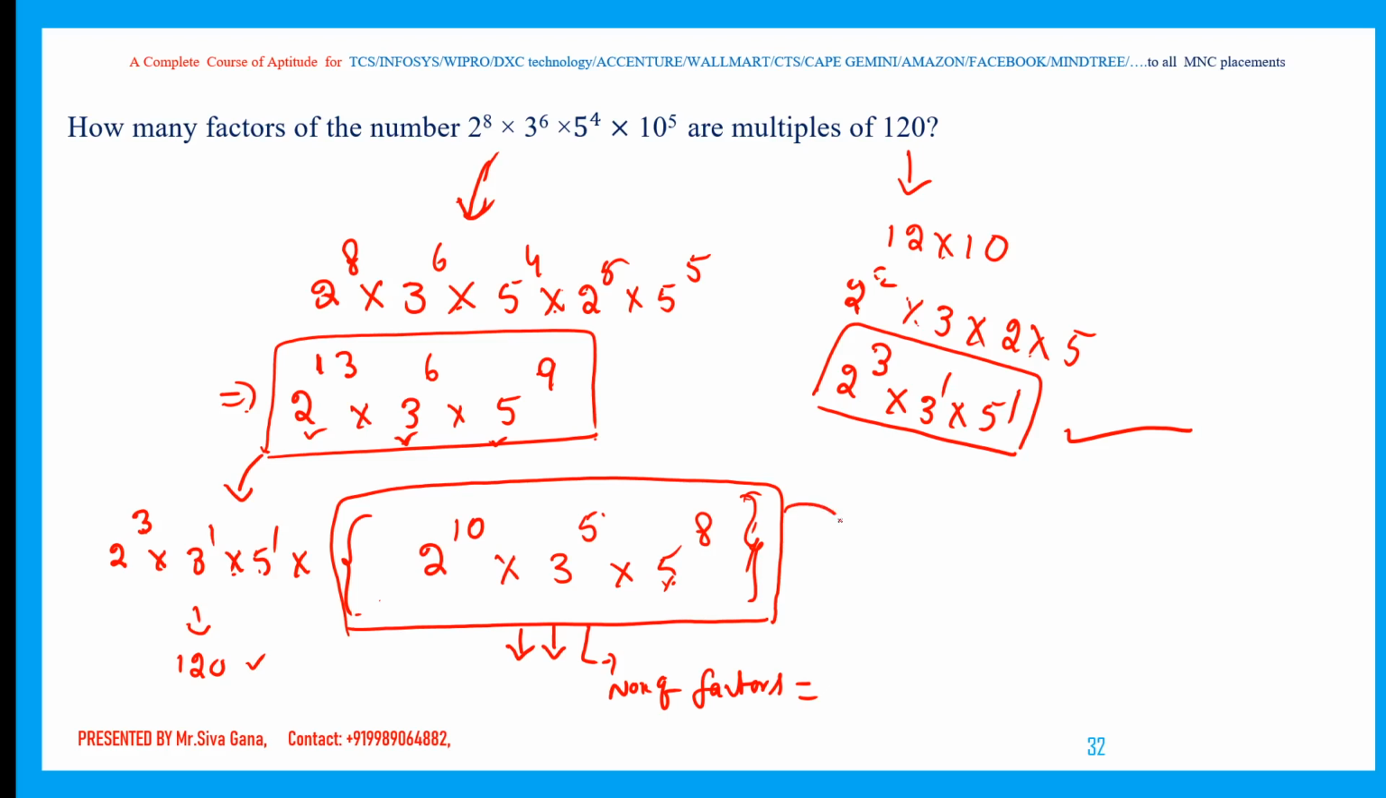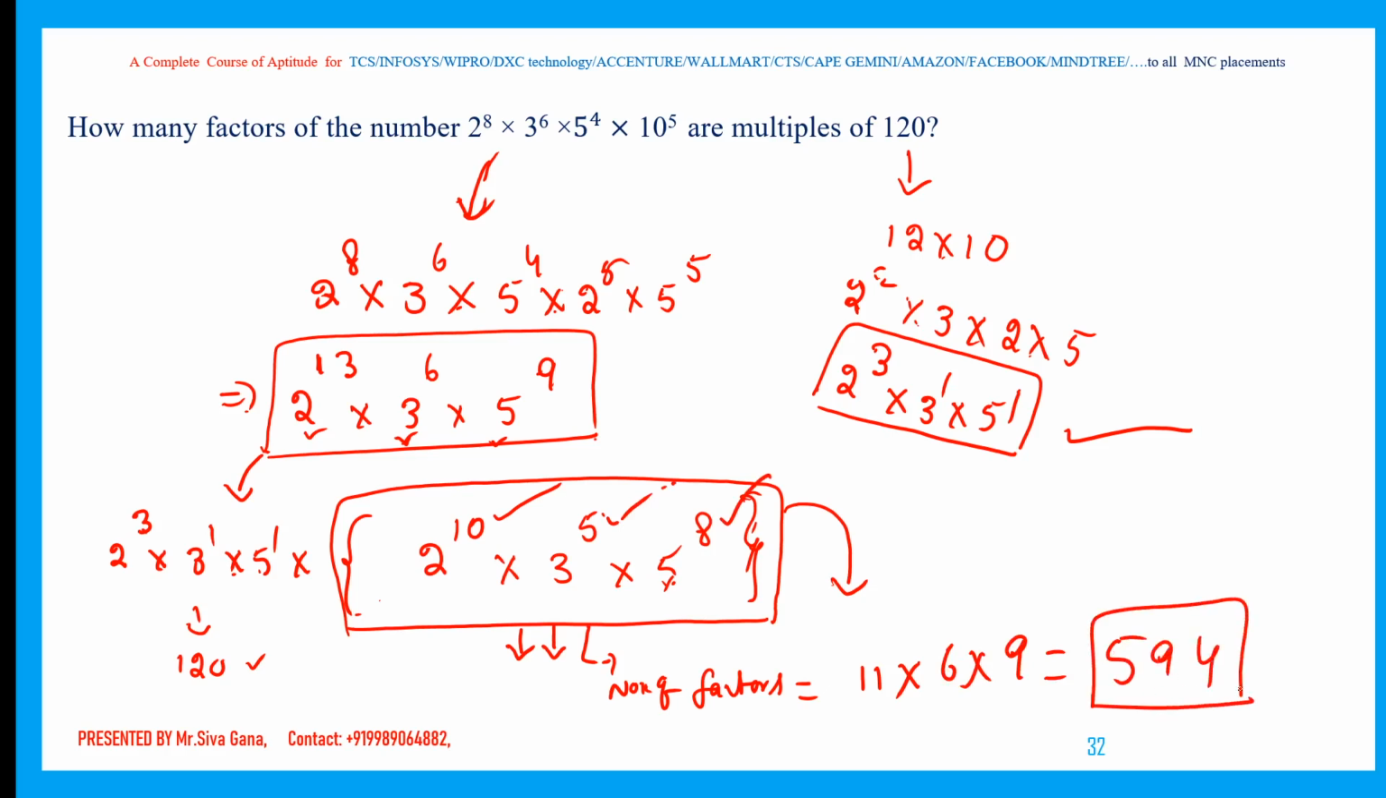So for the number in the bracket, the number of factors, after writing the prime factorization, is power plus 1: 10 plus 1, 5 plus 1, 8 plus 1, which is 9. 6 9s are 54, 11 into 54 is 594. All these 594 factors are multiples of 120. So the answer for the question is 594.